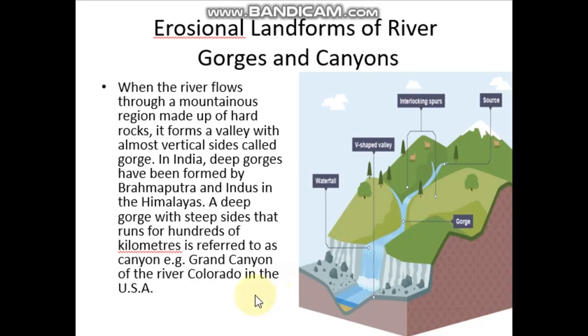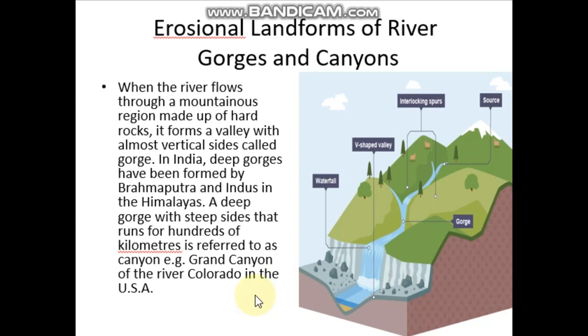When the river flows through a mountainous region made up of hard rock, it forms a valley with almost vertical sides called a gorge. Here in India, deep gorges have been formed by Brahmaputra and Indus in the Himalayas. A deep gorge with steep sides that runs for hundreds of kilometers is referred to as a canyon.